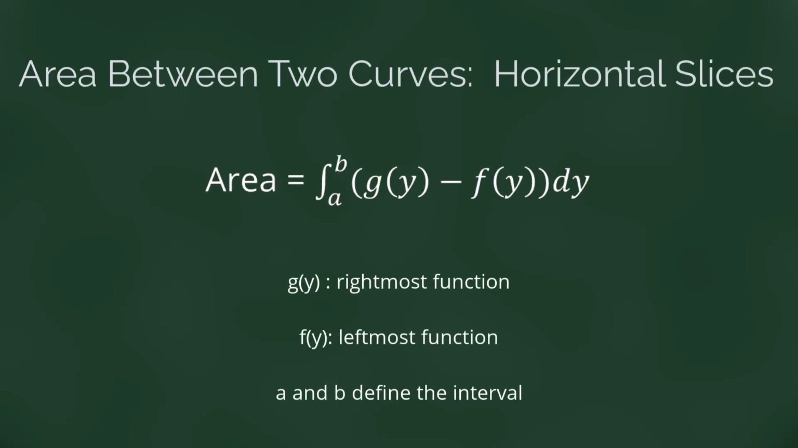This gives us a way to formulate the area between two curves when we have to slice horizontally. Here the area is going to be represented by the integral from a to b of g of y minus f of y dy, where g of y is the function on the right, f of y is the function on the left, and a and b are values that define our interval.